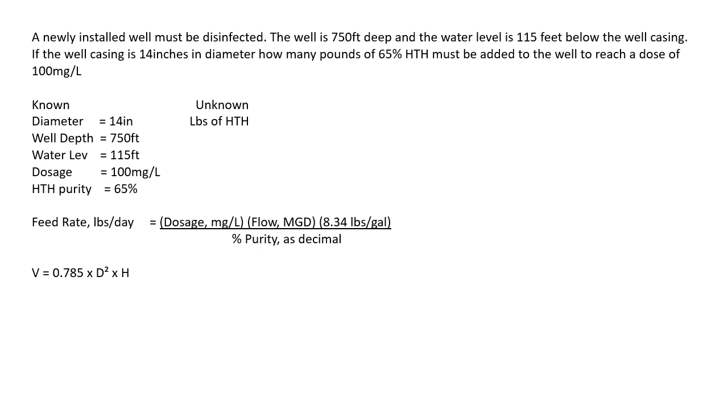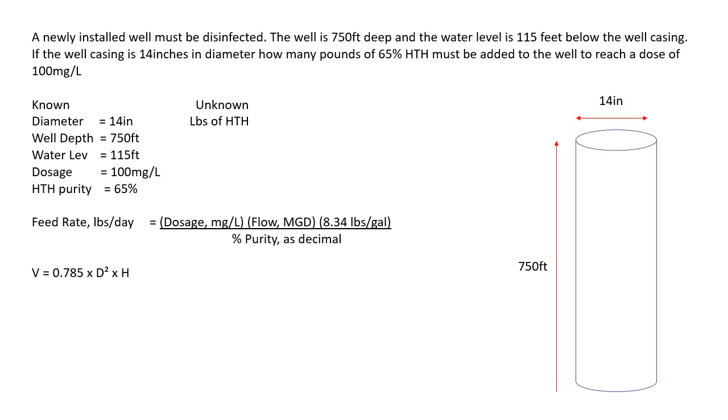So let's take a look at our well. It's a 14-inch diameter and it's 750 feet deep. First off, we're going to have to convert our 14-inch diameter into feet because all volume problems for water mass solve for cubic feet. So 14 inches times 1 foot over 12 inches, your inches will cancel out. You'll be left with feet. So you do your division. I rounded that to 1.17 feet.